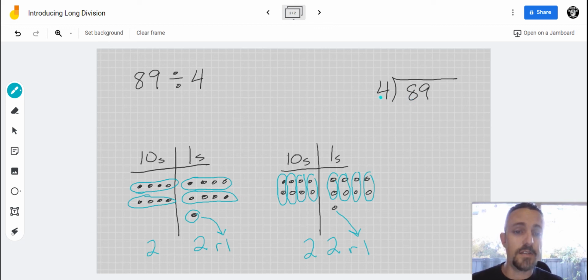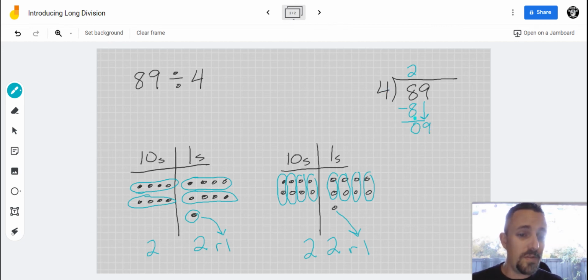So starting out here, 4 goes into 8 2 different times. That's because 2 times 4 is 8. I will now subtract 8, and I am done with my tens. I have none left over. So I'm going to bring down my 9. I will bring it straight down. Notice I'm trying to line everything up very neatly and very carefully. I'm dealing with my ones now.